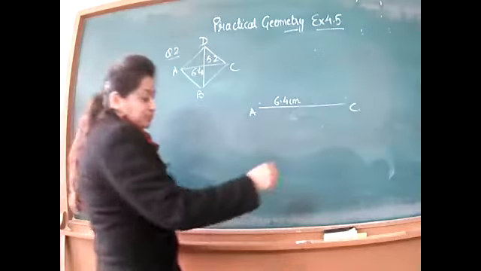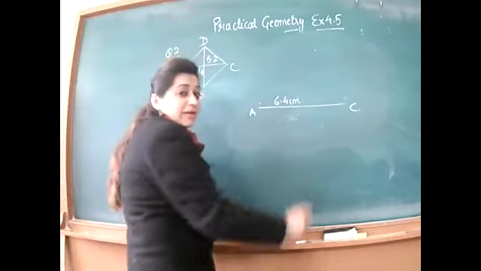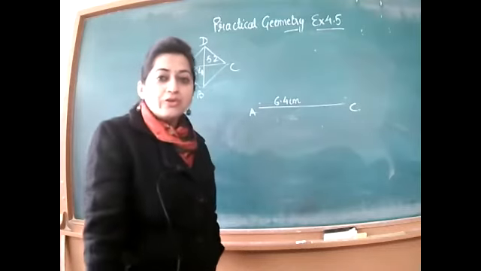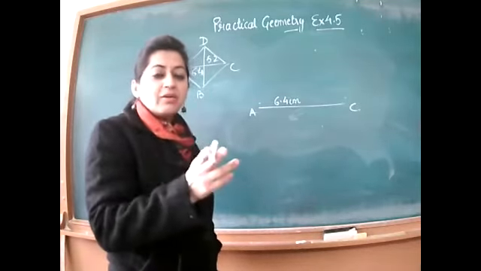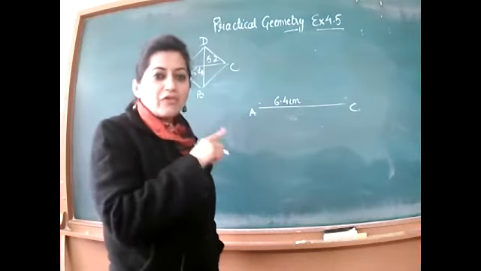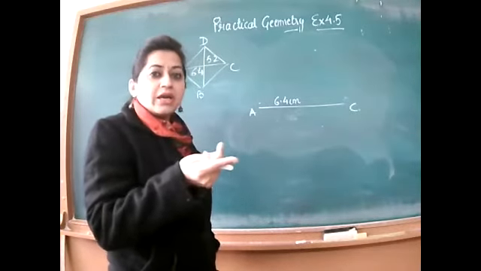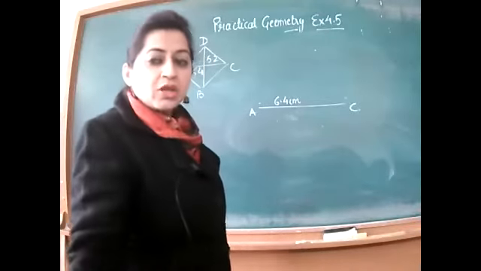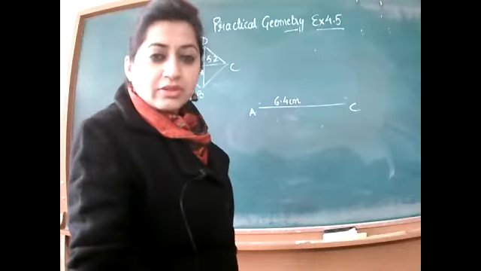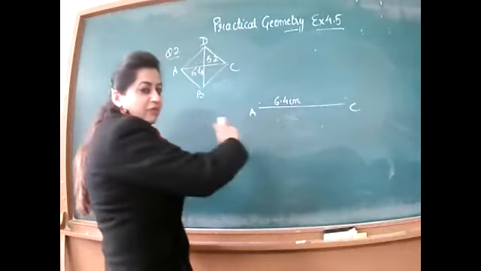Now what will you do? You will make the perpendicular bisector of this. How will you draw the perpendicular bisector? You will take half of this. You will take a radius equal to half of it or more than half of it, as per your choice. Both will give you the correct perpendicular bisector. So take a little bit more than half of this AC.